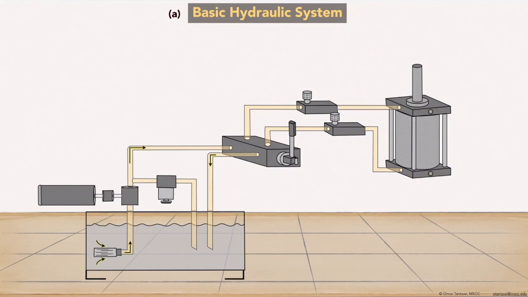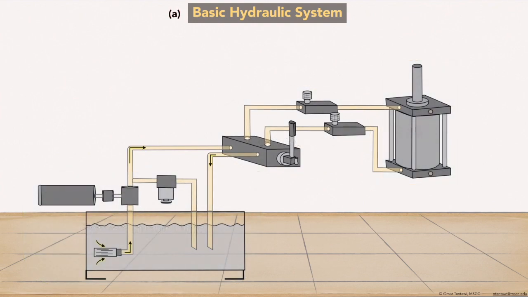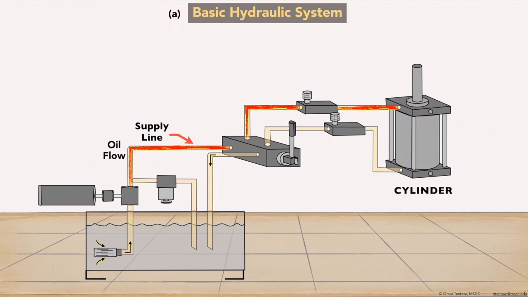A hydraulic power system, like the one shown, can be divided into three units: the power unit, the control unit, and the actuator unit. The working fluid or oil circulates from the power unit to the control unit to the actuator unit through the supply line. Then from the cylinder back to the control unit and finally to the power unit through the return line.